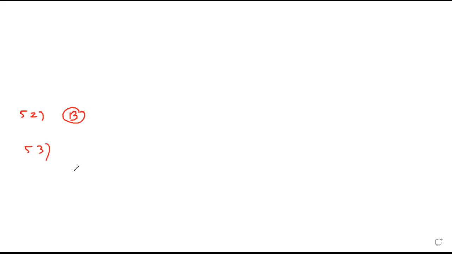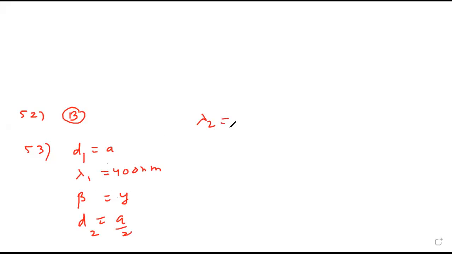Next, a single slit of width A, meaning d is given as A, is illuminated by violet light of wavelength 400 nanometer, and width of diffraction pattern is Y. When half of the slit width is covered, that means new slit width is A by 2, the first one, the second one. And then it is illuminated by yellow light of wavelength 600 nanometer. Then width will be how much?